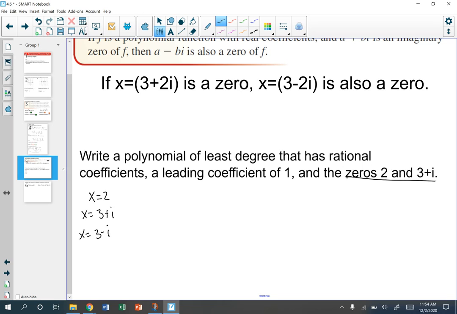If we were to set these equal, and we want to write these as factors, which would be x minus 2. Here we have x minus, this is where it gets tricky again, but again, the same kind of concept as the irrational roots. So we have 3 plus i. And then we also have x minus 3 minus i.